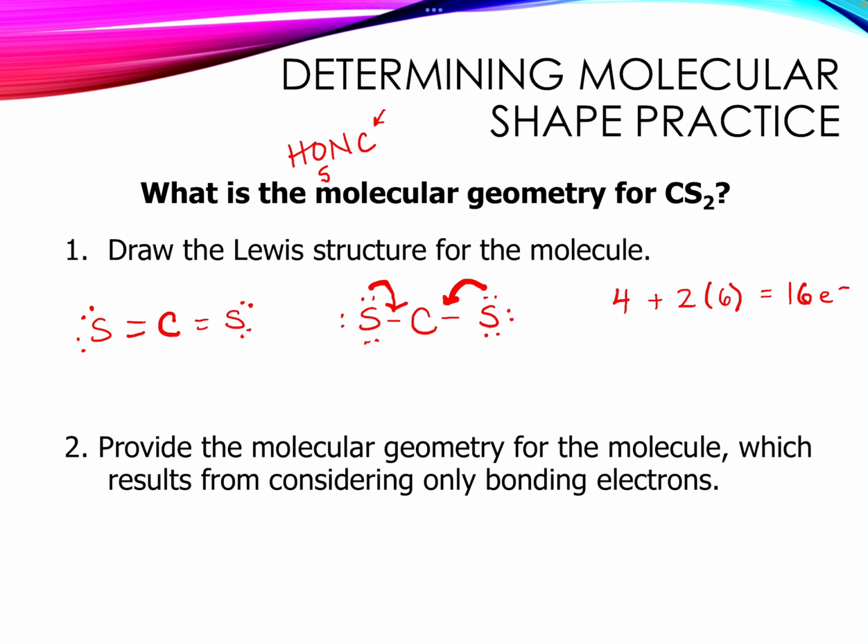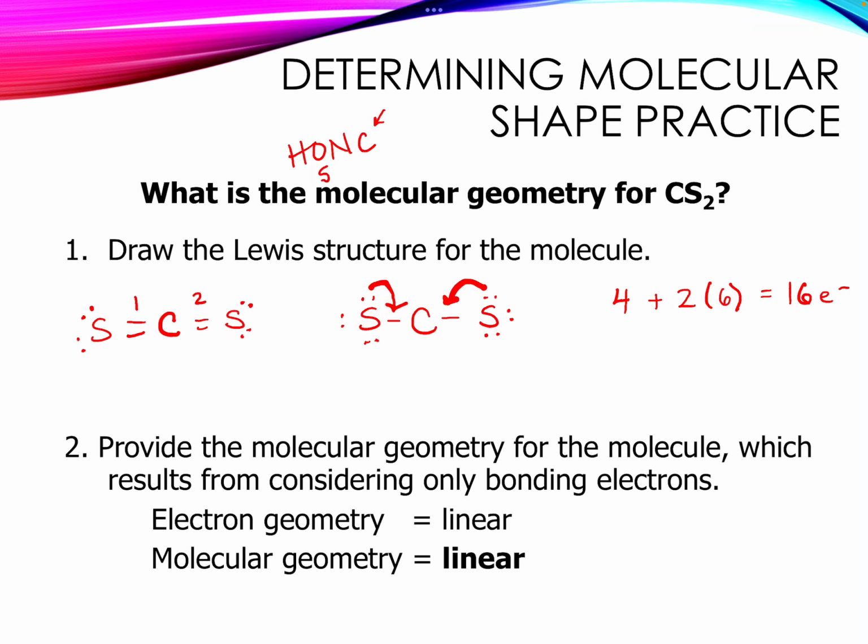Now we need to figure out, how many areas of electrons are around the central atom? Even though these are double bonds, they just count as one area of electrons. So that's one area, that's 2. This means that it has a linear electron geometry because it only has 2 areas of electrons around the central atom. Because both of those areas are bonds, our electron geometry and our molecular geometry are the same.